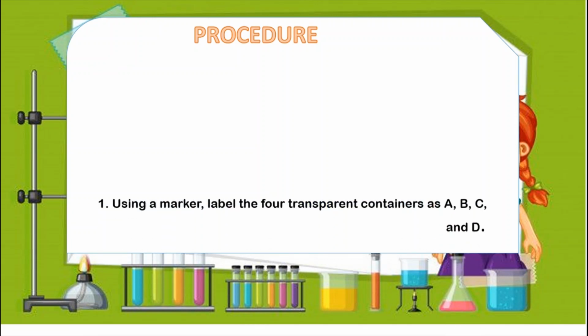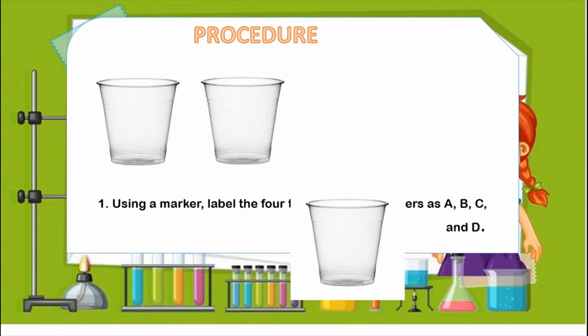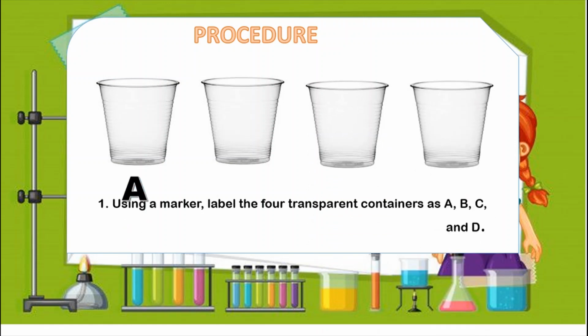Using a marker, label the 4 transparent containers as A, B, C, and D. Okay, label ninyo ang mga 4 containers nga naa mo. Okay, label ninyo ang A, B, C, ug D.